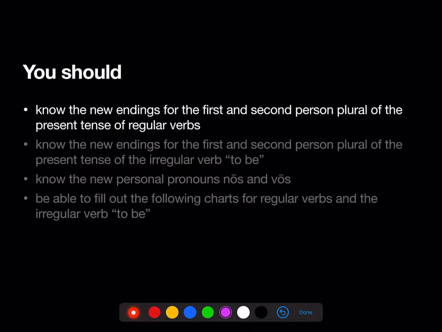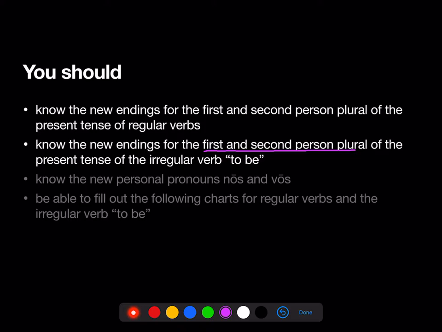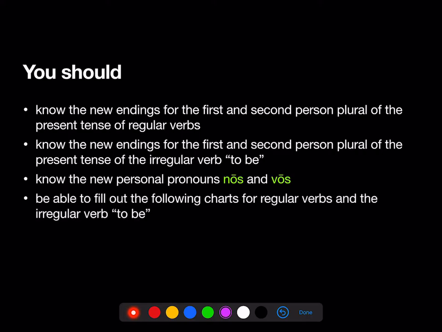So by the end of Stage 10, you should know the new endings for the first and second person plural of the present tense of regular verbs. You should know the endings for the first and second person plural of the present tense of the irregular verb to be. You should know the new personal pronouns, nos and vos. And you should be able to fill out the following charts for regular verbs and the irregular verb to be.